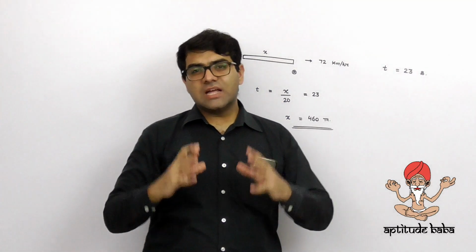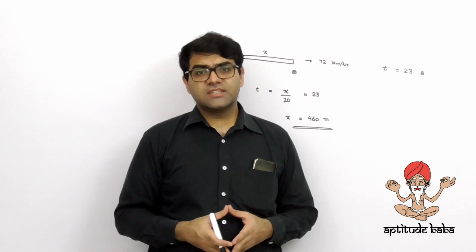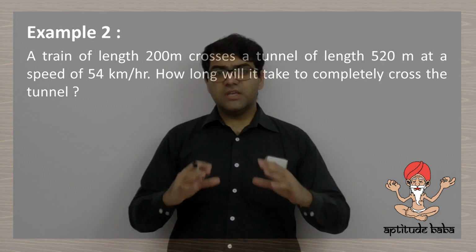Hopefully that was a very easy example for us to understand. Let's move on to the second example now. A train of length 200 meters crosses a tunnel of length 520 meters at a speed of 54 kilometers per hour. How long will it take to completely cross the tunnel? In this question, the situation that we have is of a moving elongated object crossing a stationary elongated object. So this is very similar to the third case of trains and tunnels that we have already discussed.